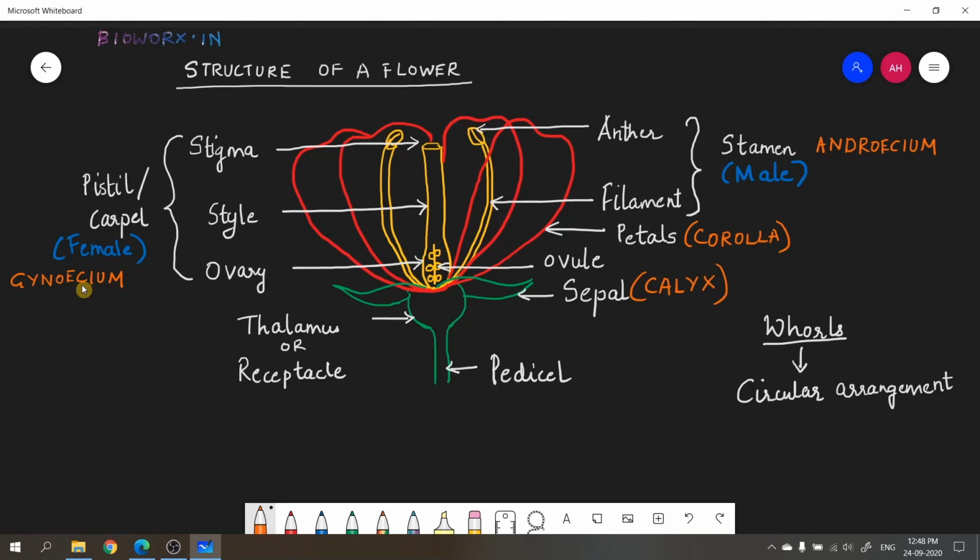Now out of the 4 whorls I've mentioned, 2 of them are called essential whorls and 2 of them are called non-essential whorls. Can you guys guess which one of them are essential whorls? Yes, that's right. Stamen, that is androecium, and gynoecium will be categorized as essential whorls because they are directly involved in the process of reproduction. And corolla and calyx are called non-essential whorls because they are not directly involved in the process of reproduction. Alright, that was all about the detailed structure of a flower.